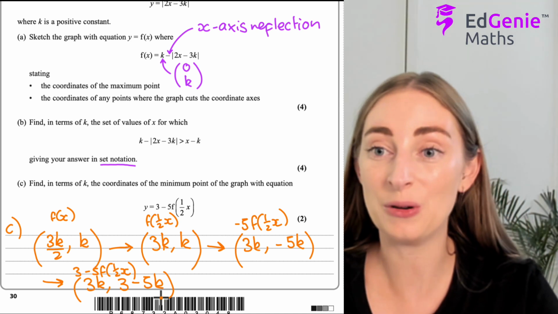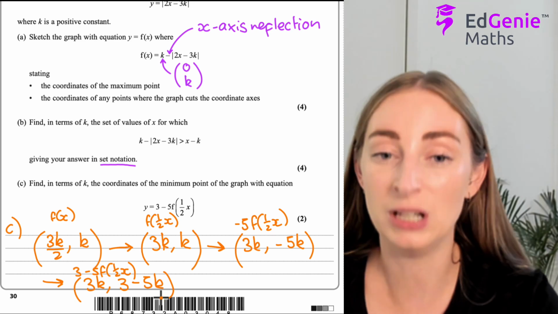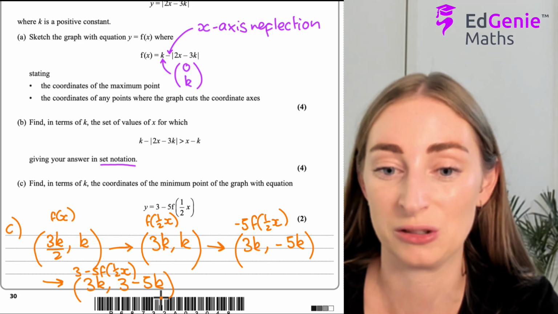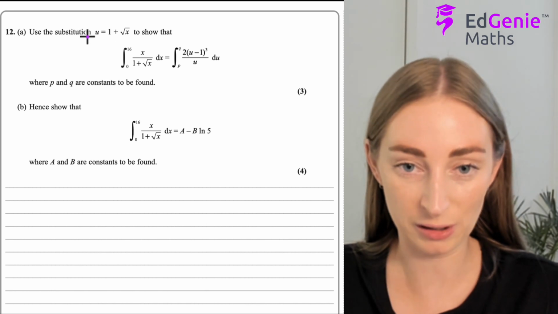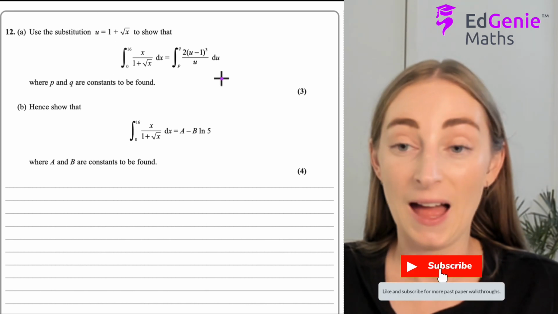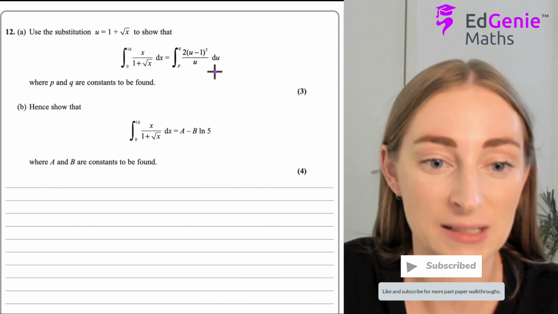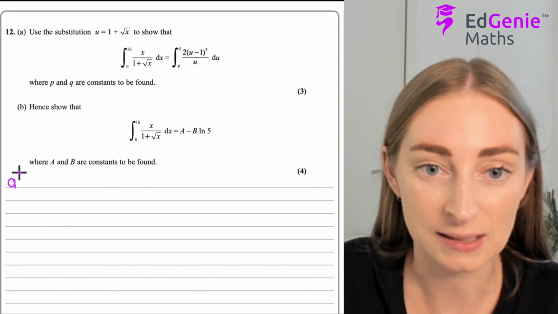So make sure when you're doing your revision that you get really comfortable with sketching modulus graphs. Question 12 says, use the substitution to show that. And they're literally telling us what to do, so that is great news. So let's have a go at it.